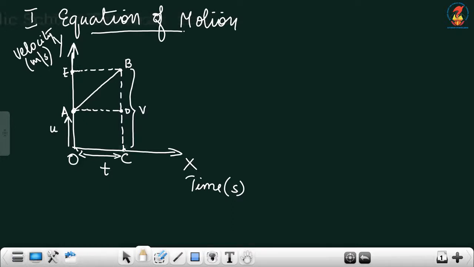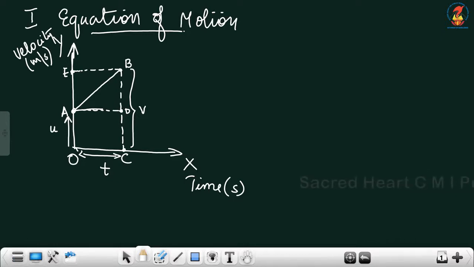BC represents the final velocity. It is represented by the letter V. Now I will draw a line from A parallel to the time axis, and it will meet the line BC at D. Now I will draw a line from the point B towards the y axis and I mark the point as E. Okay, is it clear?